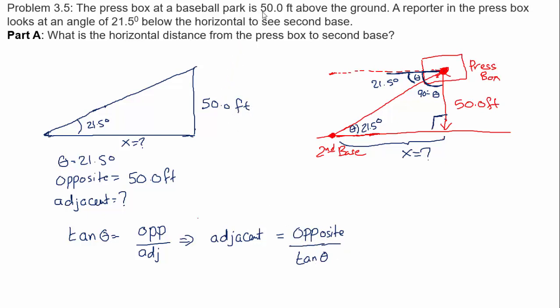In the numbers in this example, you are given the opposite to be 50 feet. So I'll place 50 here, and the angle is 21.5, so I'll place 21.5 degrees. Make sure that your calculator is set at the degree mode, not the radian mode. This is important. The calculator needs to be set at the degrees mode. And then you can go ahead and carry out the calculation.